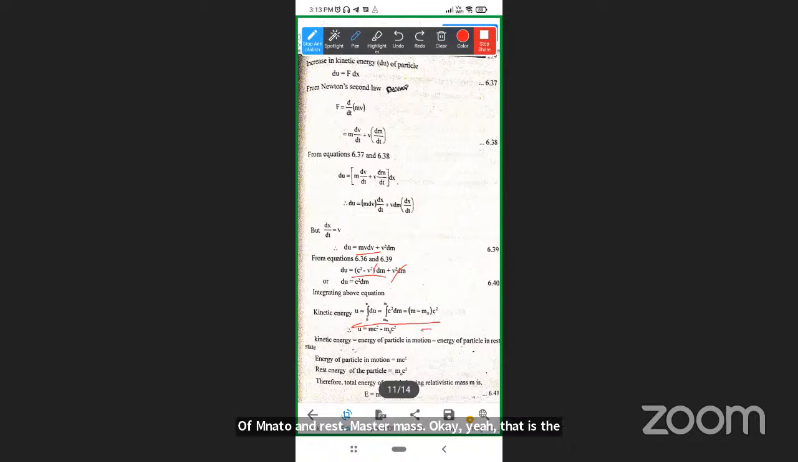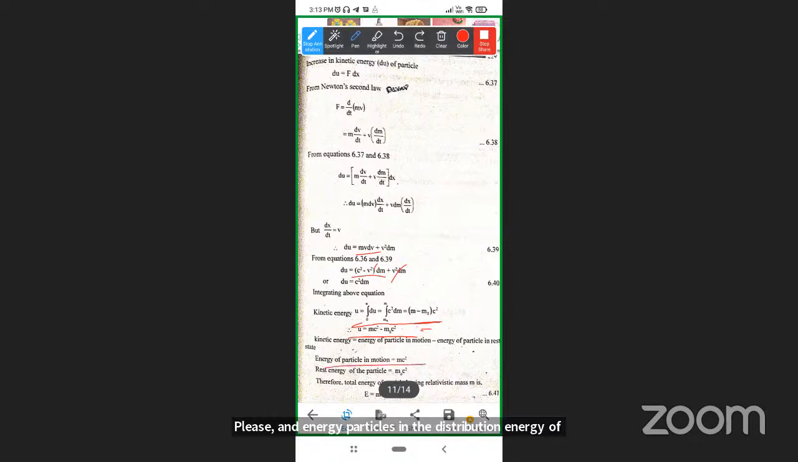c square is constant, and the integral of dm is m. Substituting the limits, m minus m naught. So what is the u value? u is equal to mc square minus m naught c square. So what is the energy? Energy is equal to the kinetic energy of the particle in motion plus the energy of the particle at rest.